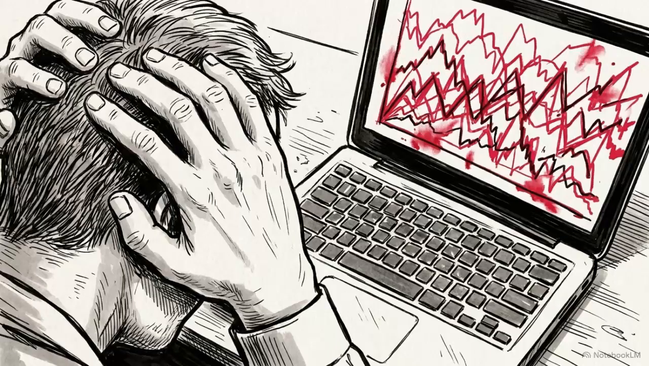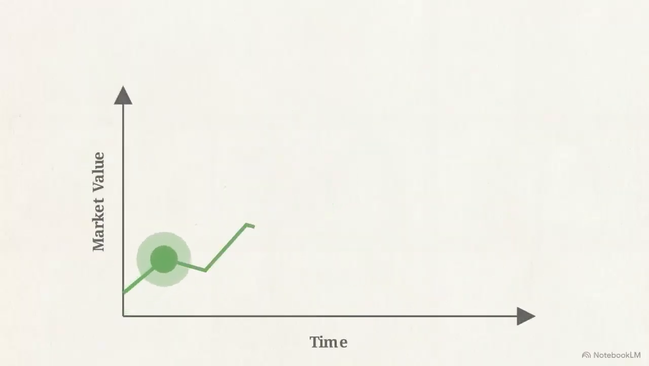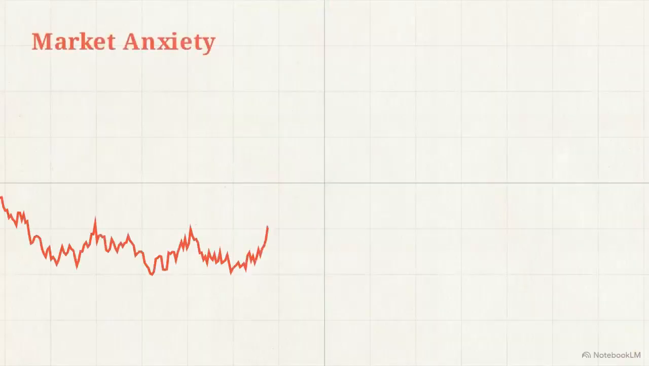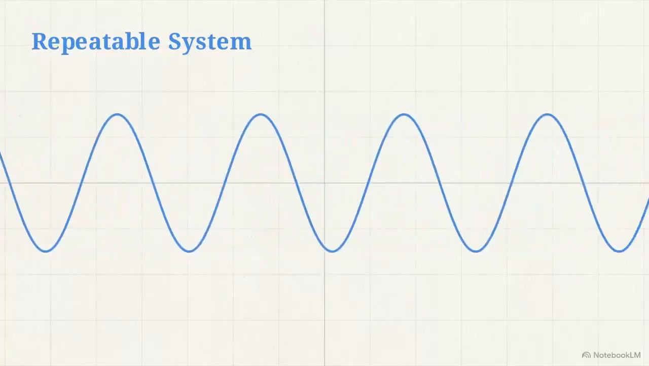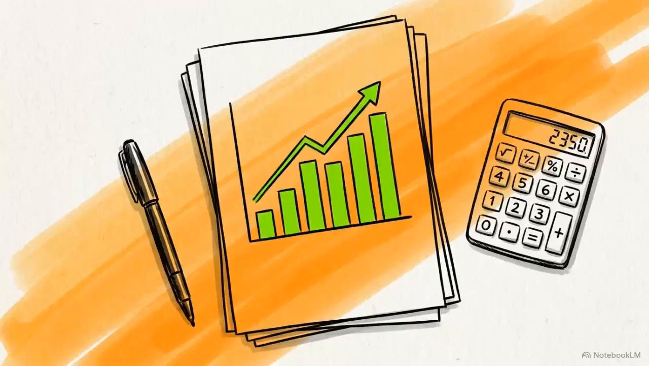If analyzing individual companies feels too labor-intensive, you can choose to buy broad index funds to automatically capture the growth of the entire market. Mastering this checklist replaces market anxiety with a repeatable system. You are no longer reacting to price swings. You are making decisions based on data you actually understand.